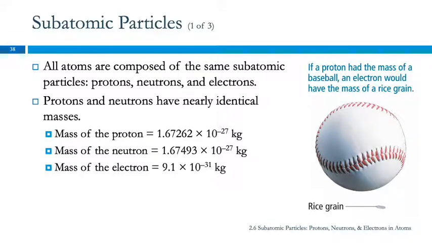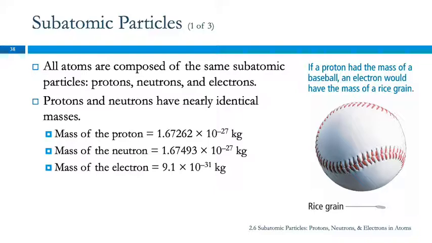So, subatomic particles. All atoms are composed of the same subatomic particles: protons, neutrons, and electrons. These are not the only subatomic particles. There are lots of other ones, but these are the three that matter to us in general chemistry. There's muons and gluons and Higgs bosons and all kinds of other crazy things that the physicists really get into. We're concerned with these three subatomic particles.